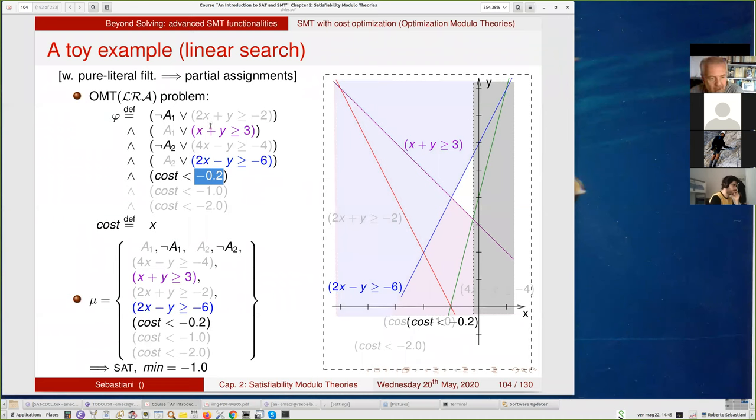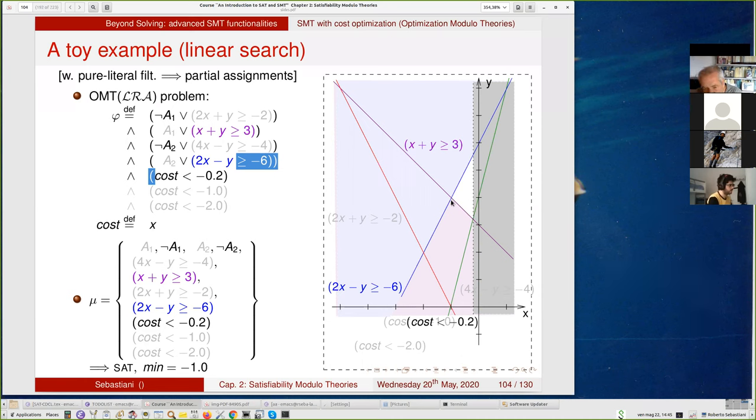Suppose it's not A1, not A2, which triggers the pink and the blue. The pink line is still active, but now the blue line is the other constraint. Combined with this constraint, this allows this space of possible solutions, this triangle. But this triangle has a minimum, so the theory solver will say yes, SAT, this is satisfiable.